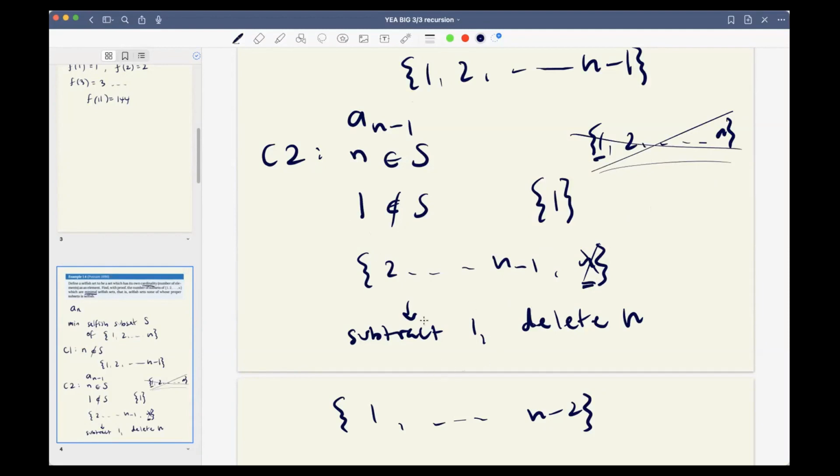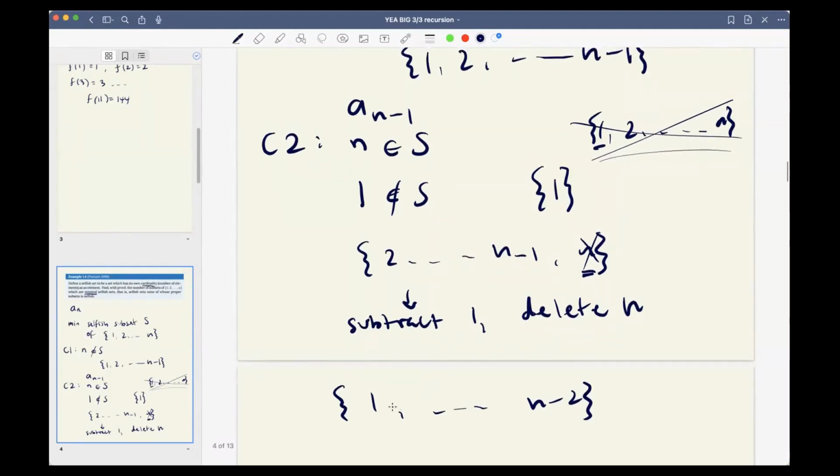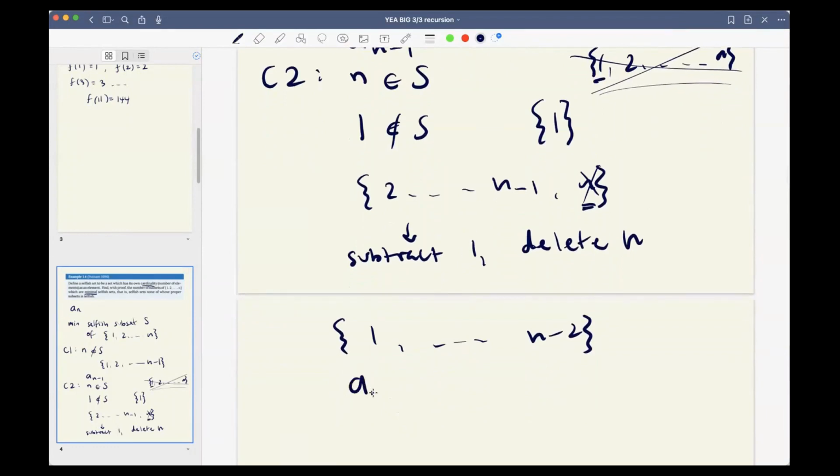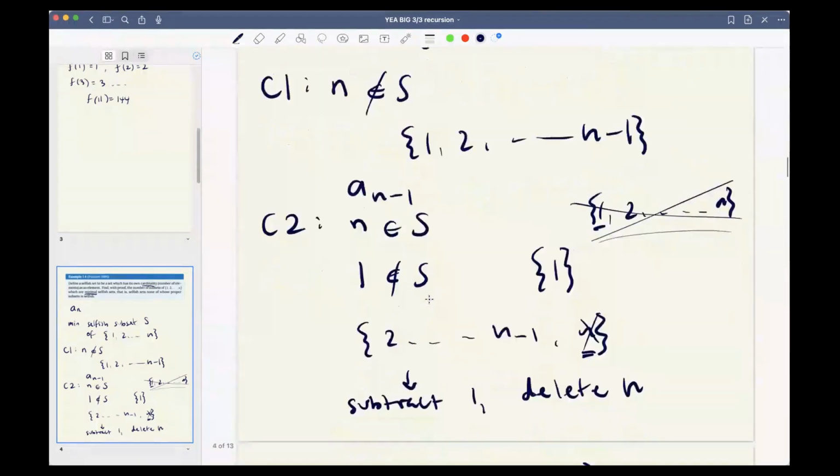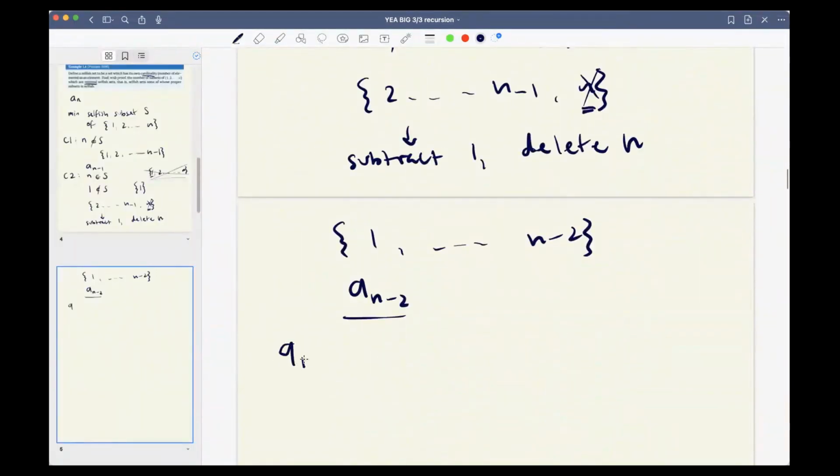But anyways, after transforming it, we notice that this is going to be a of n minus 2. If you have the number of a of n minus 2, then you can basically transform it to get to the point where n is in S. So everything here matches up. And so our final answer for a of n would be summing up these two cases: a of n minus 1 plus a of n minus 2.